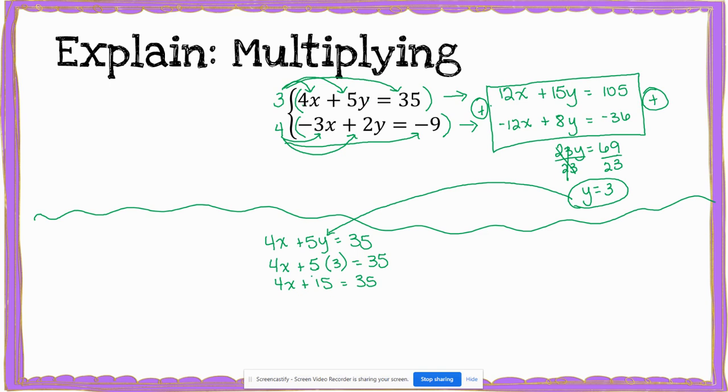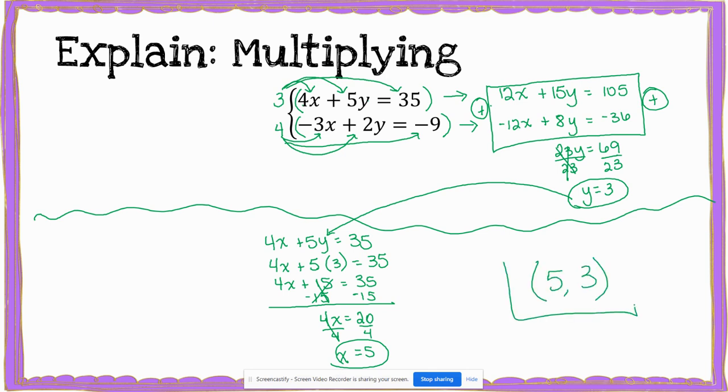Now we're going to get x by itself by getting rid of our 15. So we'll use the inverse, which is subtracting 15 from both sides. These will cancel to leave us with 4x equals 35 minus 15 is 20. Now to get x by itself, we're going to divide by 4 on both sides. Our 4's will cancel to leave us with x, and 20 divided by 4 is 5. So we can see that we have an x value of 5 when our y value is 3.